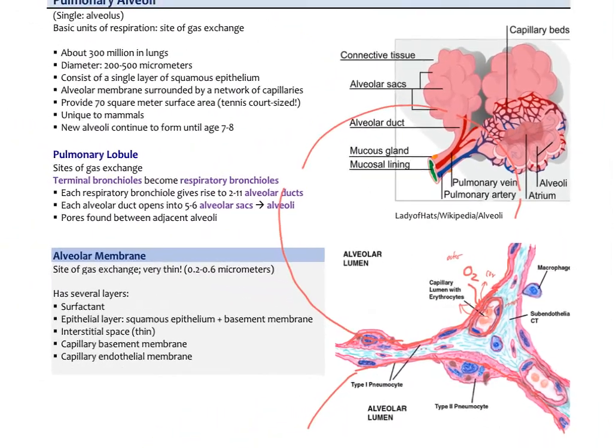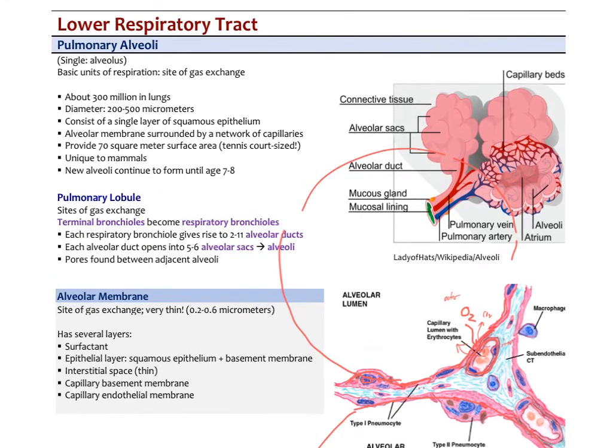Again, we'll look at the cells here in just a moment. If you unfold the whole surface area of the alveoli, notice that the alveoli are kind of puckered, looks like little grapes. And this increases the surface area. If you stretch it all out, it's about 70 square meters, which is the size of a tennis court. And this is unique to mammals. In fact, mammals have the highest surface area and density in the alveoli.